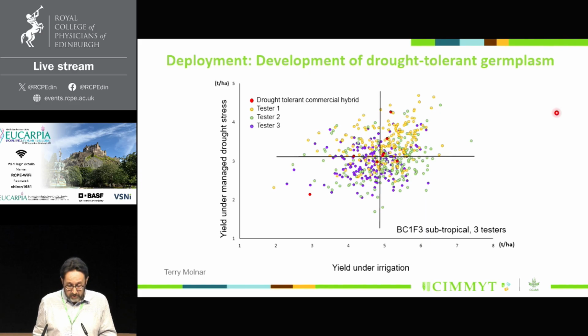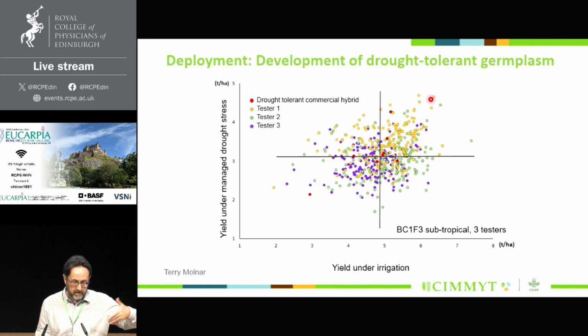And this works. Here's a BC1F3 from the subtropical population, run against 3 testers. The red is drought-tolerant commercial hybrids, and you can see there are lines that are yielding better under drought stress and still yield well under irrigation. These are excellent for use and have come out of this program at the BC1F3 stage, so we've been successful.